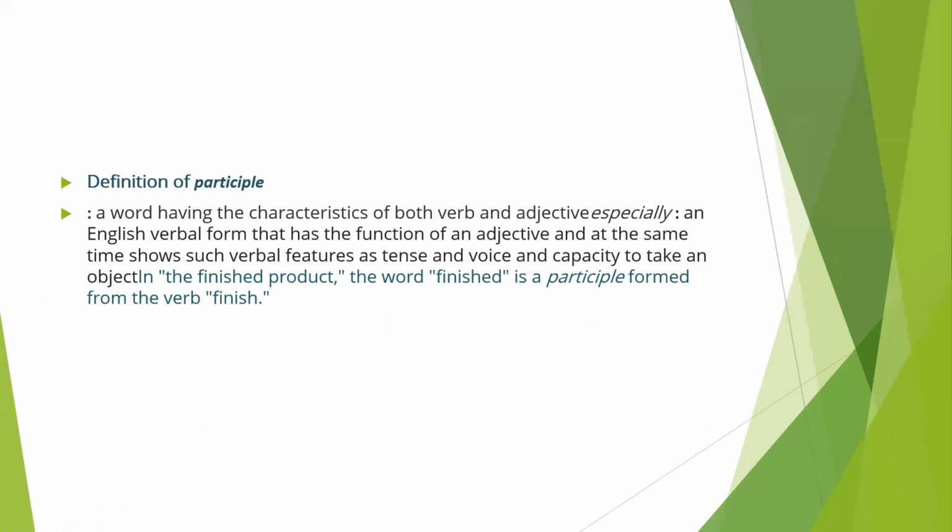So what is the definition of participle? A word having the characteristics of both verb and adjective, especially an English verb form that has the function of an adjective and at the same time shows such verbal features as tense and voice and capacity to take an object. In the finished product, the word finished is a participle form of the verb finish. So I told you that when we are adding ed with the verb, it is basically the participle form. And when we are adding this before the noun, it is basically telling about the condition, about the state.